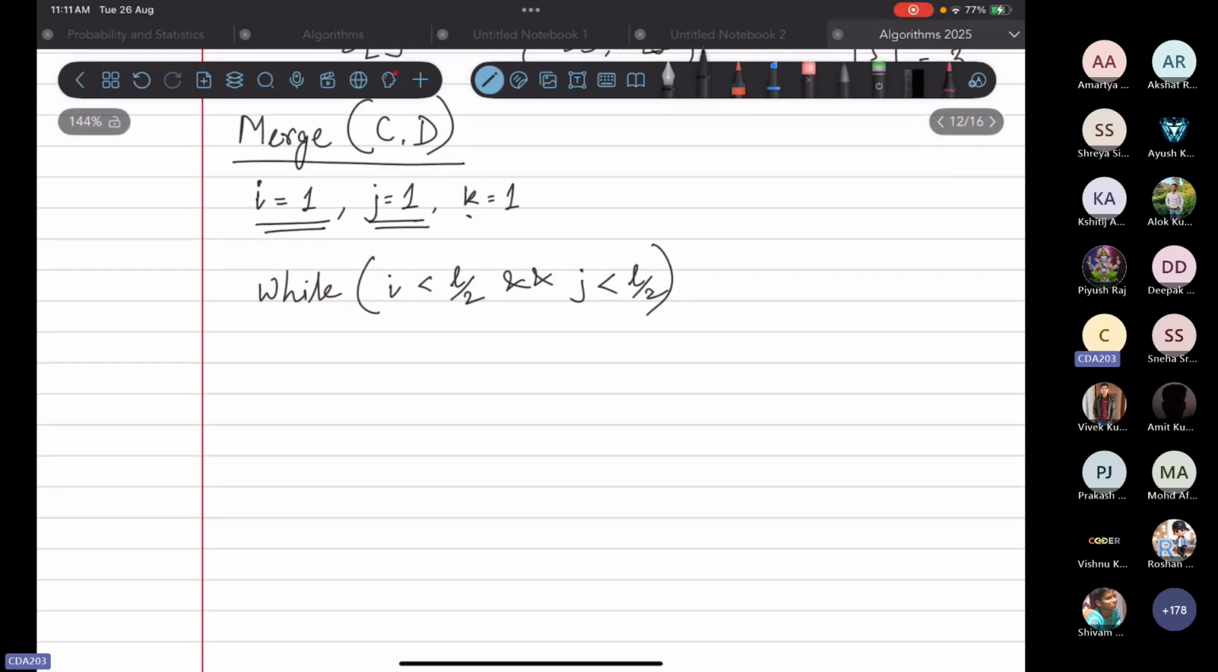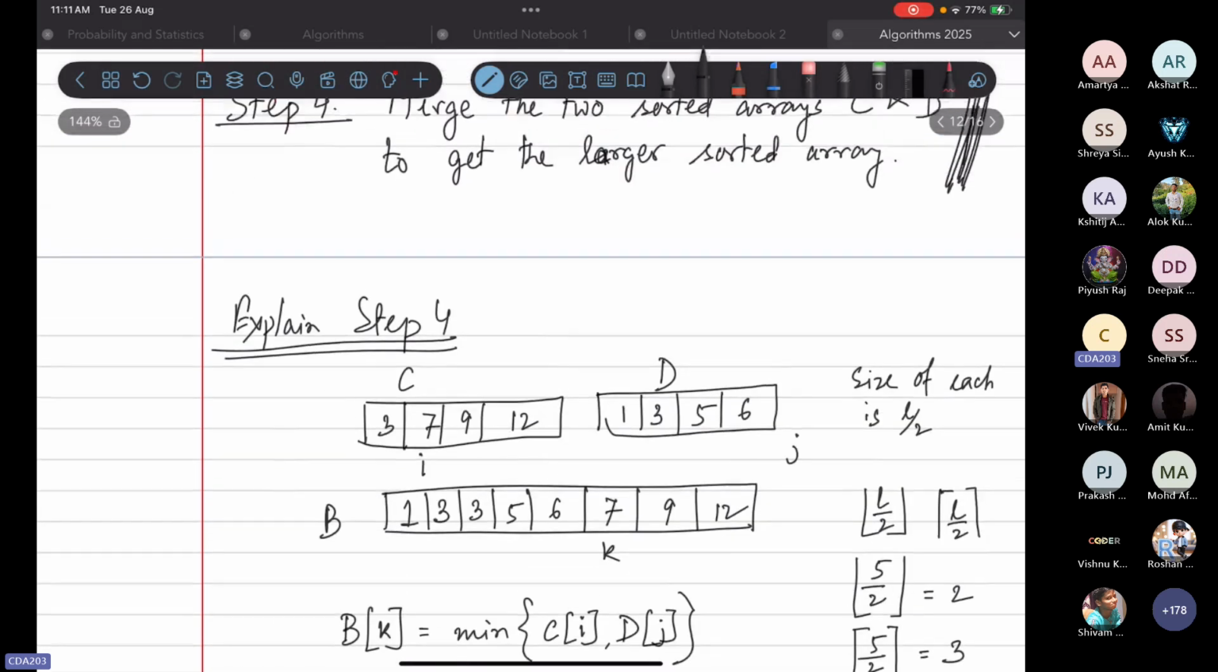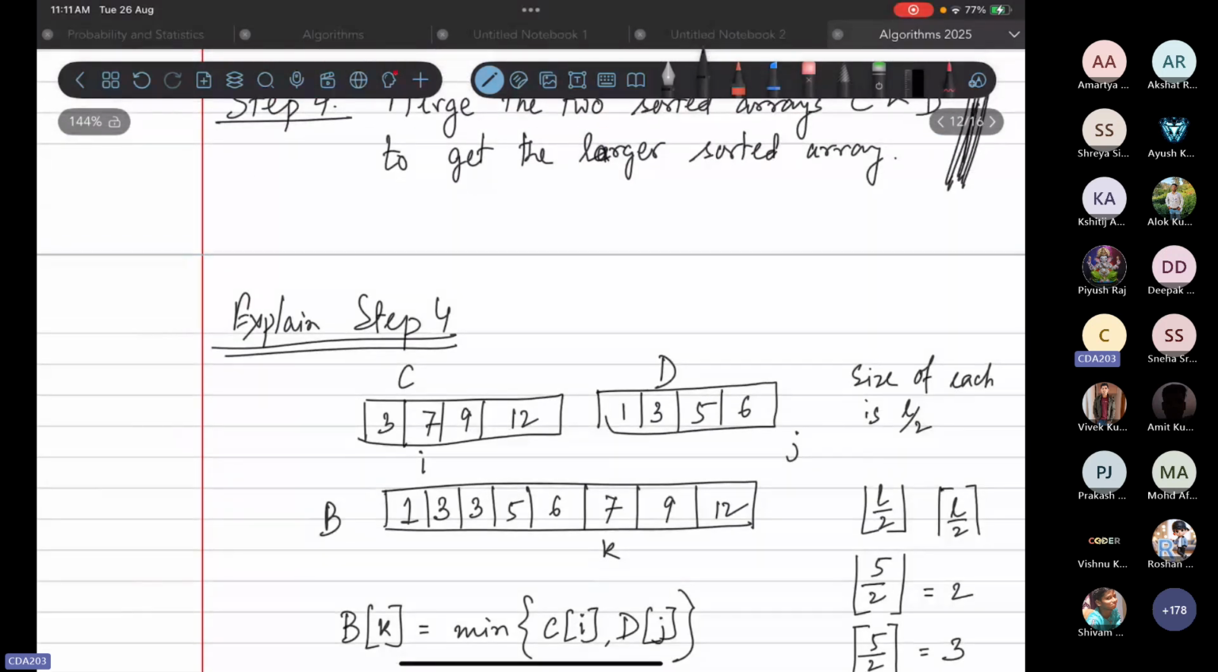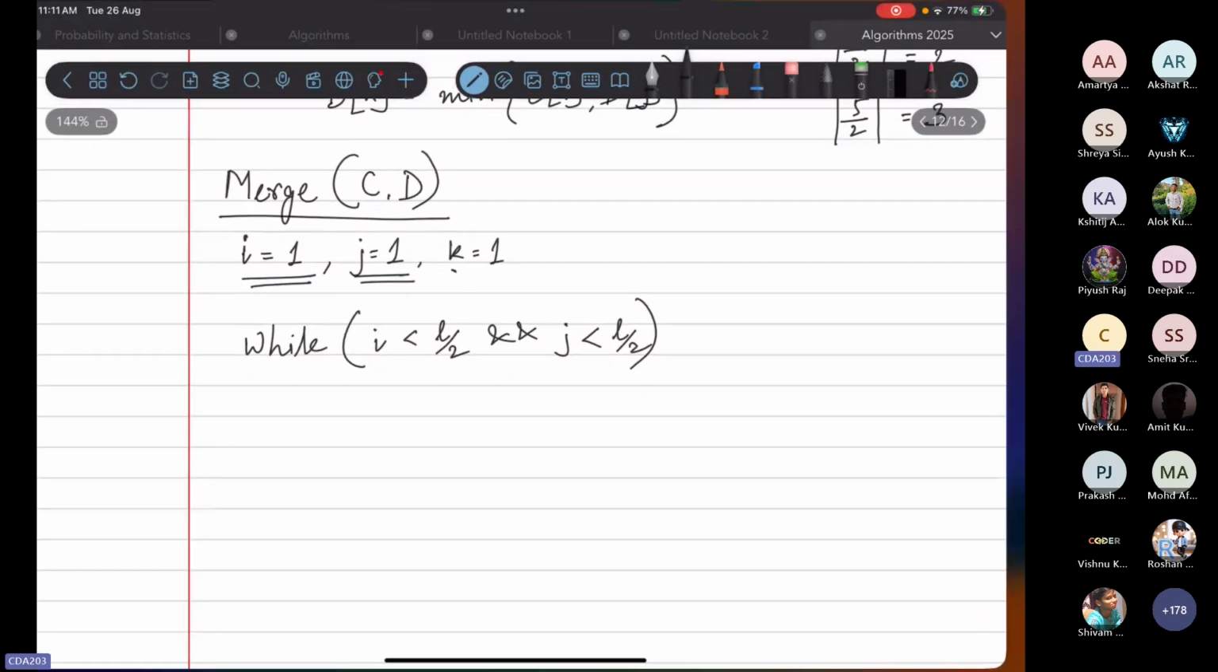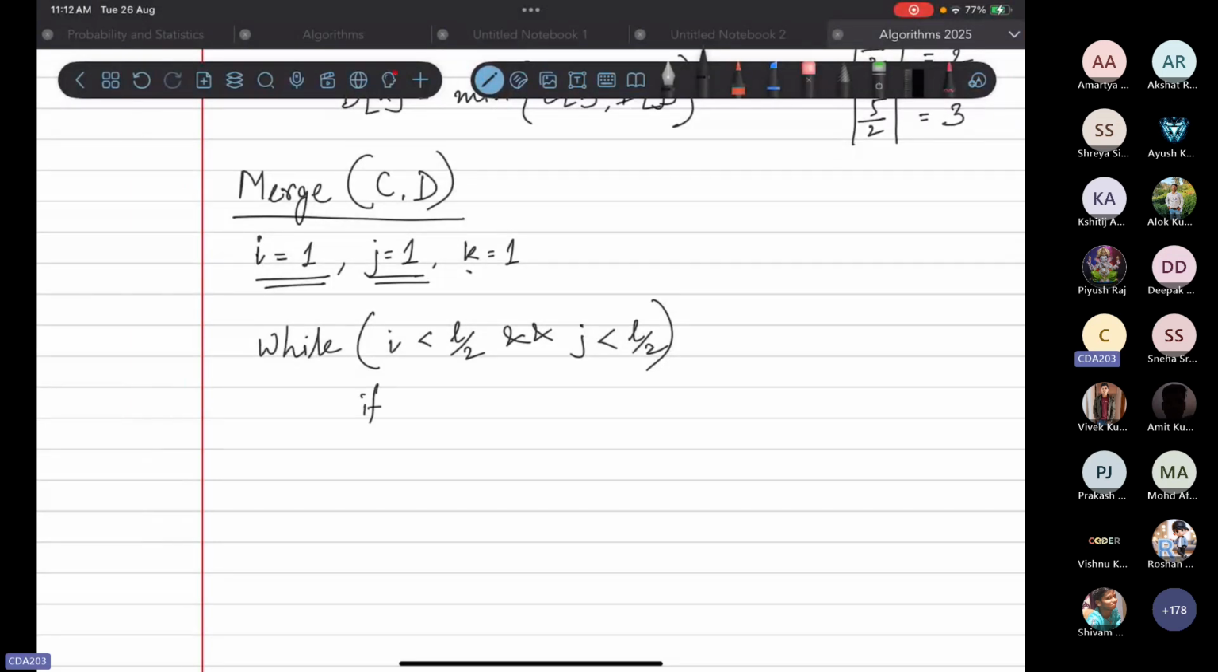So both of them are less than L by 2. That means I and j are within this C array and D array. So what I'll be doing, if Ci is less than Dj, then the minimum of Ci and Dj is Ci.